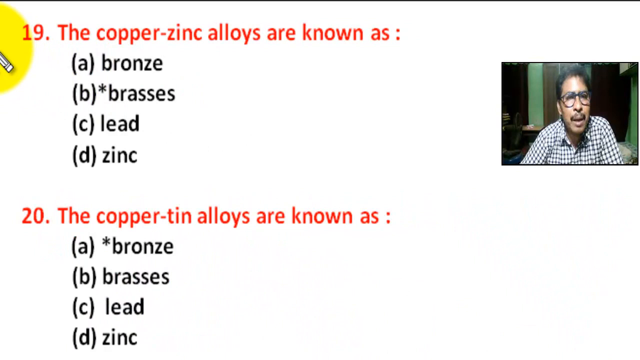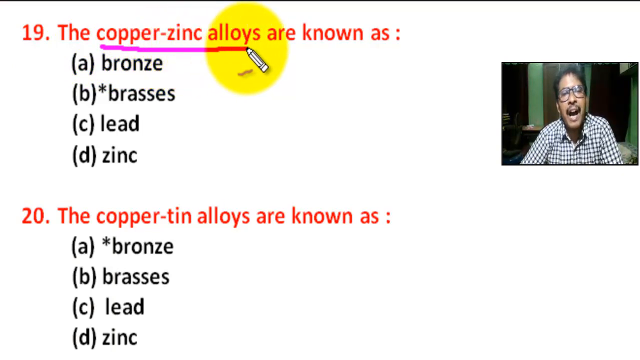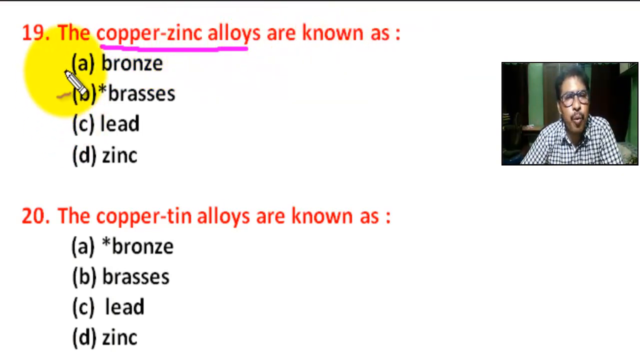Question number 19. The copper zinc alloy is known as. There are 4 options. Correct answer is B. Copper zinc alloy is known as brass.